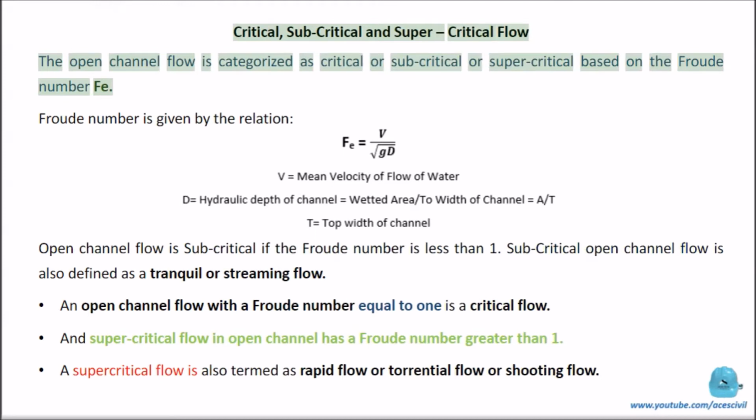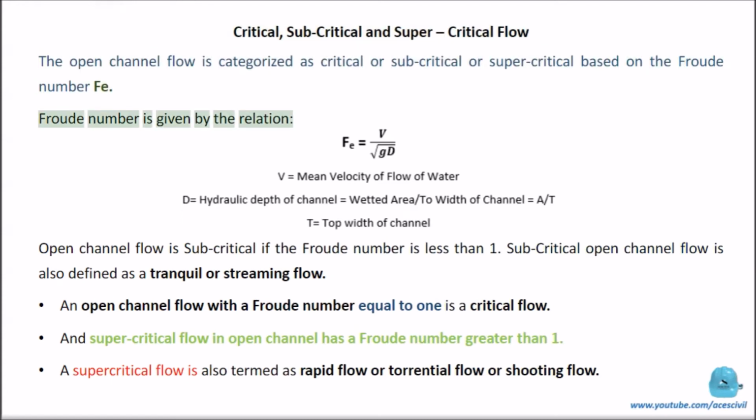Critical, subcritical, and supercritical flow. The open channel flow is categorized as critical or subcritical or supercritical based on the Froude number, Fr. Froude number is given by the relation.